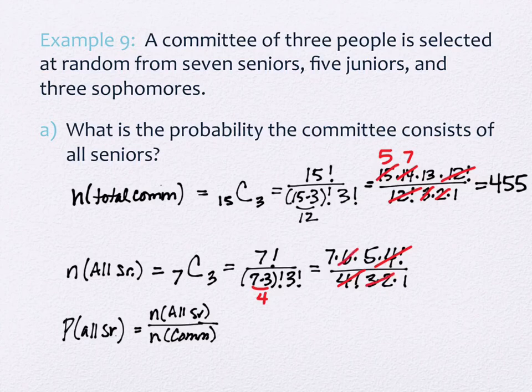3 times 2 is 6. So I'm left with 7 times 5, which is 35. So there are only 35 different committees that could be compiled of just seniors.